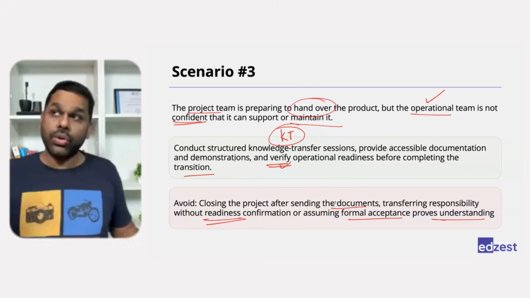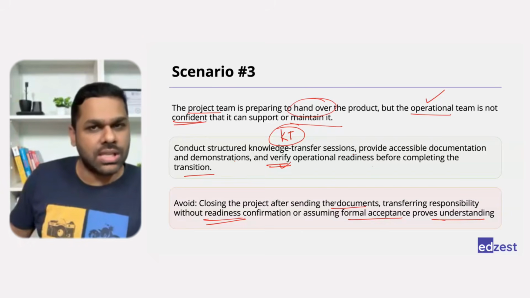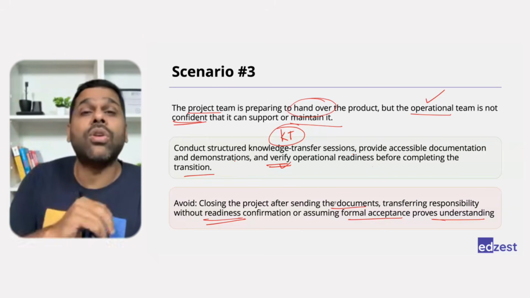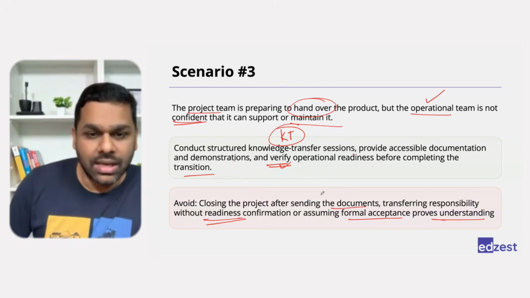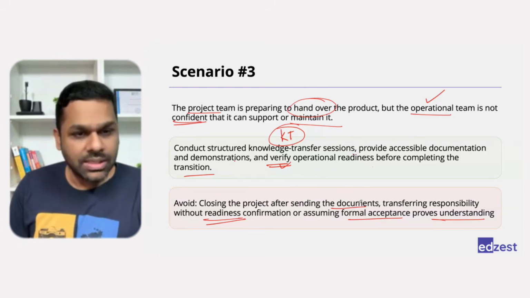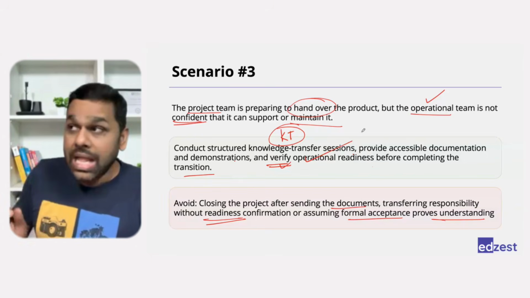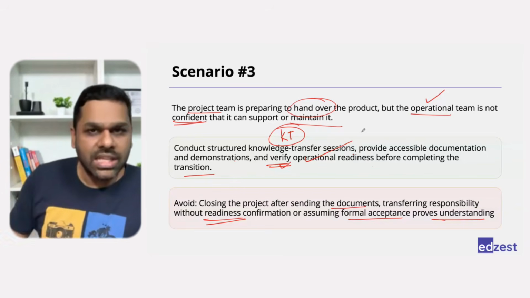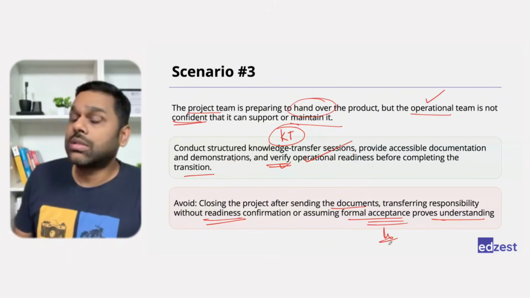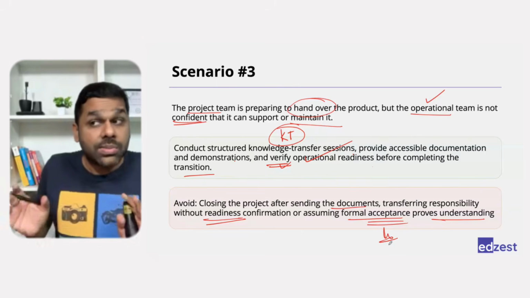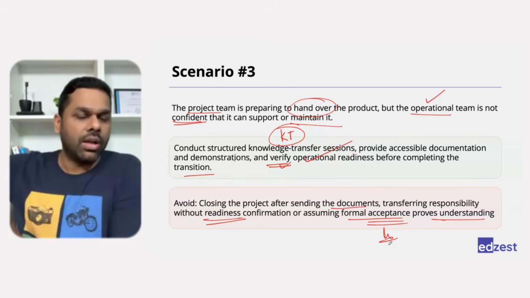So yes, you need to take the sign-off. Yes, you need to do the documentation, and yes, you need to carry out all the processes. But you cannot miss the people domain out of it. And the people domain says that once I send the documents, I will verify the operational readiness. I'll check whether they have understood or not. And just because they have signed an acceptance paper, I will not say that my responsibility is done. My responsibility is to go beyond the papers and ensure that they have really understood.